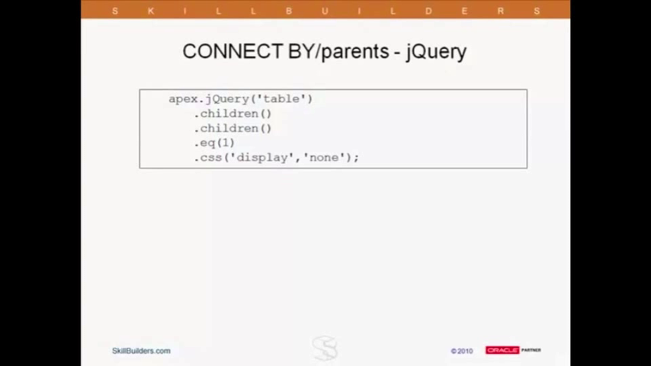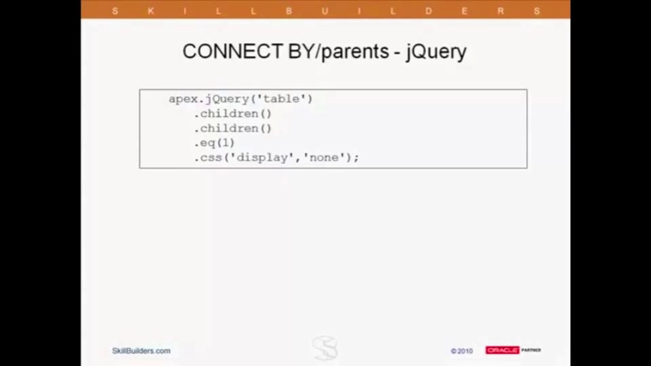It returns the array. I need to filter that array. And JavaScript is a 0-based language. PL/SQL is 1-based. In JavaScript, we start everything, in terms of counting, with 0. So if I want the second table row element, I need to specify 1.